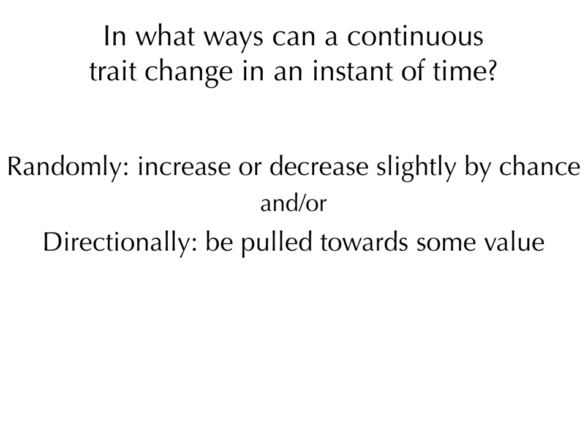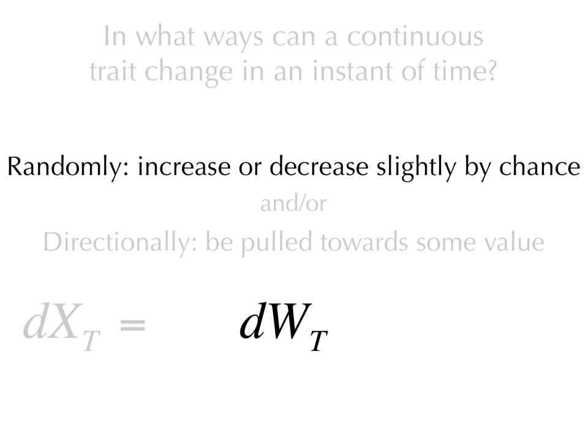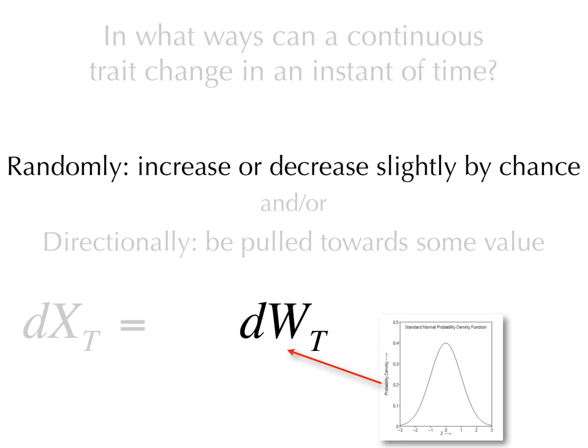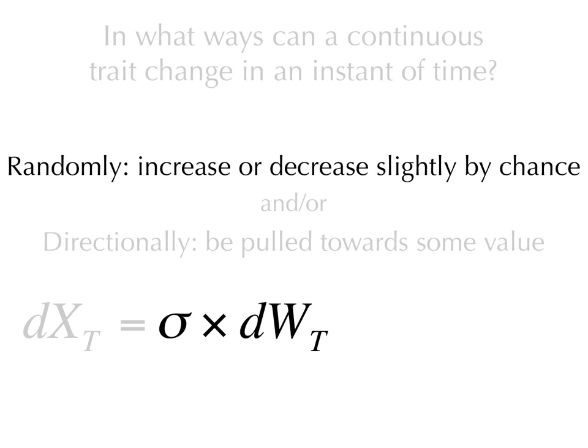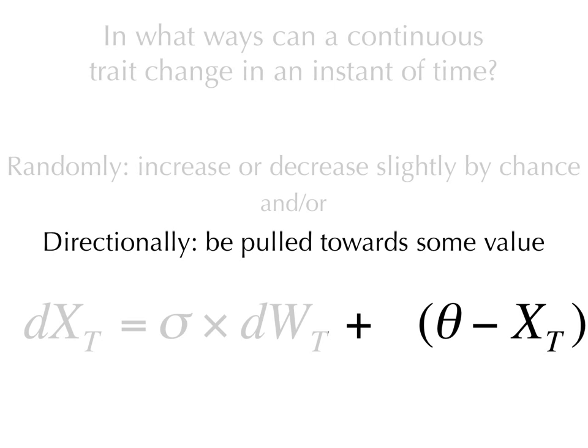Okay. So putting this into math speak, the change in a tiny instant of time is equal to a random change, right? So some normal distribution, which is then scaled by our sigma, our rate. So it's our rate of wiggle, okay? And it'll be pulled towards some value, theta. Okay, this tells us which way we go, right? So, if we're smaller than theta, we get positive. If we're bigger than theta, we get negative. So it's a direction.